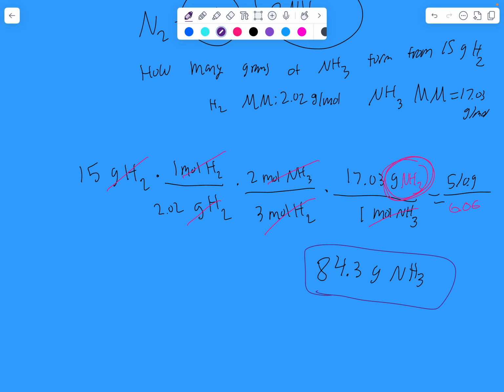Exams love grams to grams problems because they test every step. Students lose points when they skip the mole ratio, forget to balance the equation, or try to do steps mentally. Writing every step protects your grade. Stoichiometry is tricky, but it's definitely doable. If you practice these setups, exam problems become predictable.